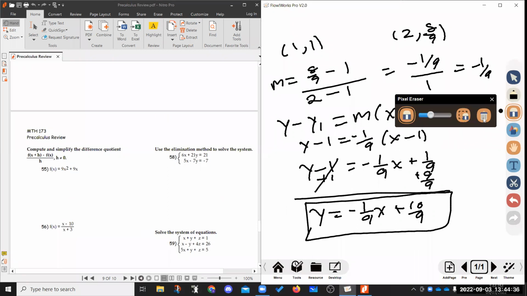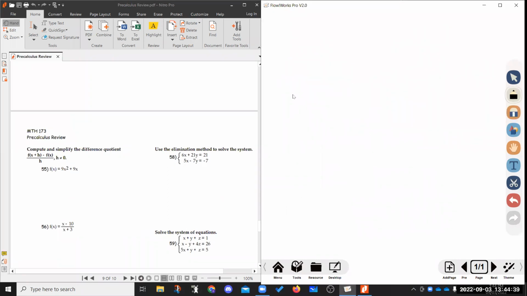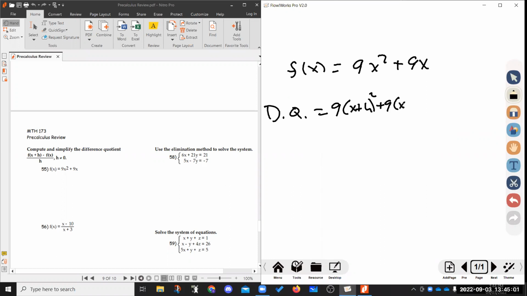Now we're going to compute the difference quotient for these functions. More practice with difference quotients. I told you it wasn't going to go away. So f of x is going to be equal to 9x squared plus 9x. So my difference quotient, I'm just going to abbreviate that, is going to be equal to 9 times x plus h squared plus 9 times x plus h minus 9x squared minus 9x, all divided by h.